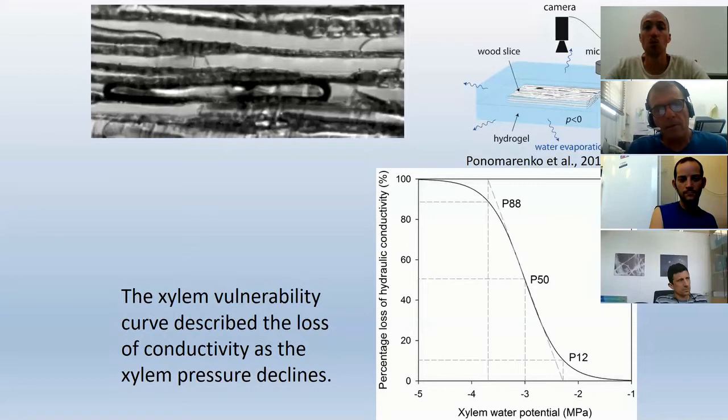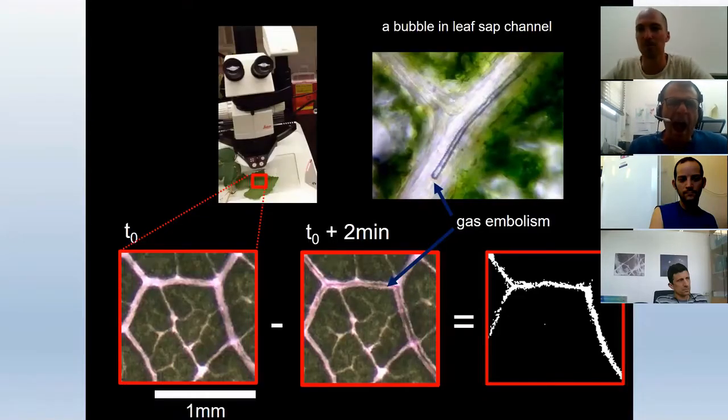One of the non-invasive methods which we are using, and especially the one which we use in the lab because it's the cheapest, is the optical vulnerability technique. The optical vulnerability is a method in which we can visualize the occurrence of cavitation. How do we do that?